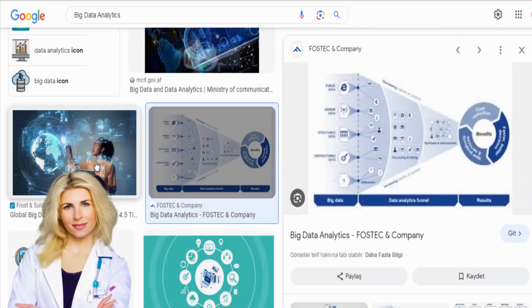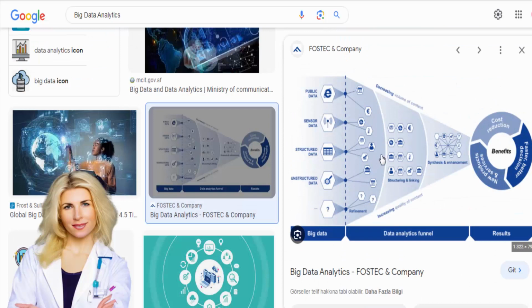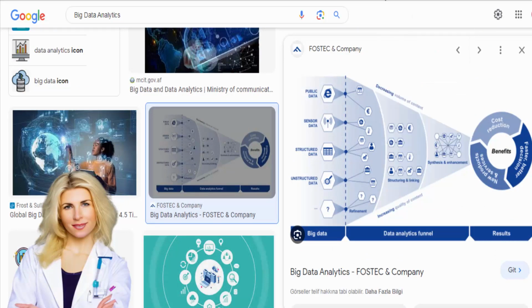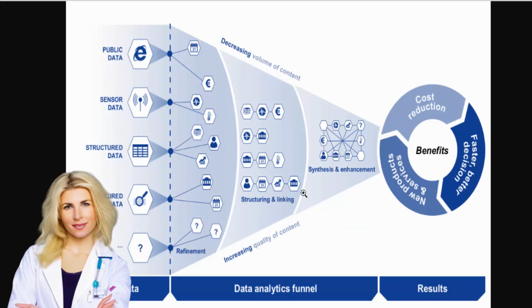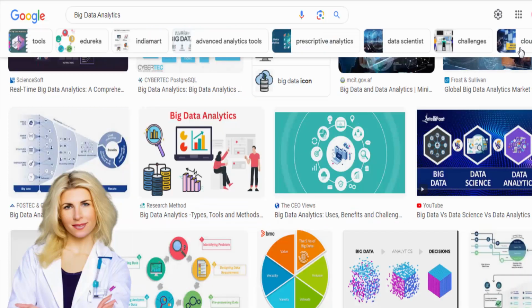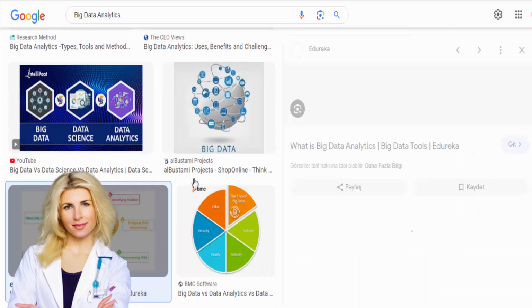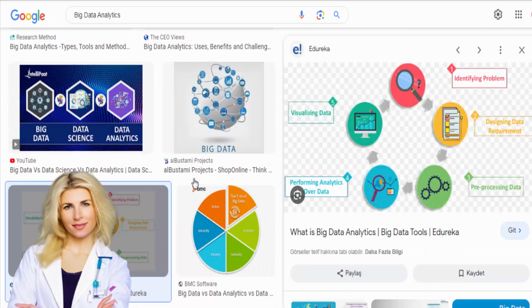Despite the challenges, big data analytics is a rapidly growing field with the potential to revolutionize many industries. Organizations that can effectively use big data analytics to gain insights into their customers, operations, and markets will be well positioned to succeed in the future. Big data analytics is a field of data analysis that deals with the processing and analysis of extremely large and complex datasets, often referred to as big data.